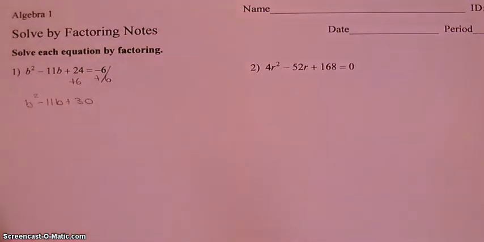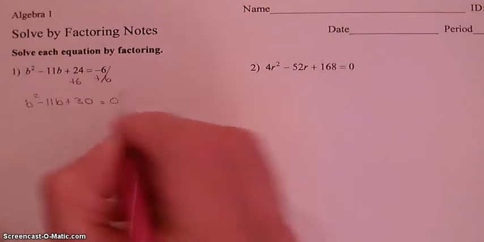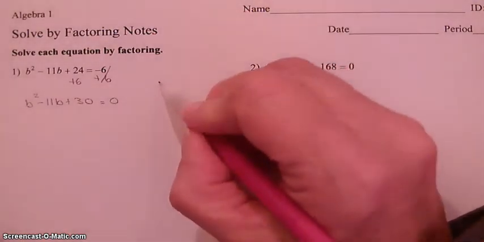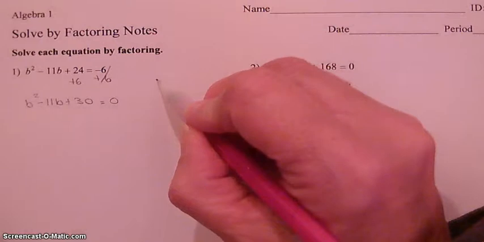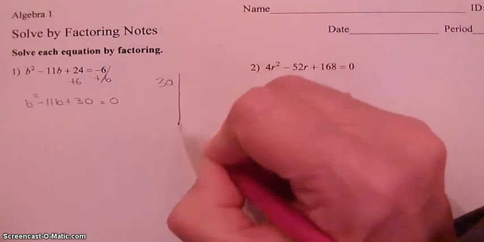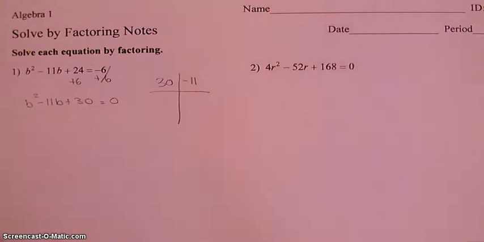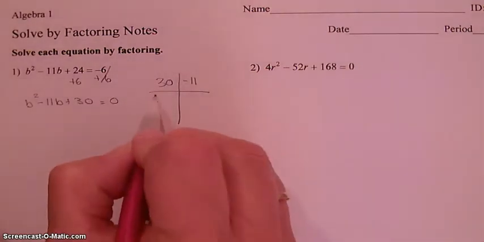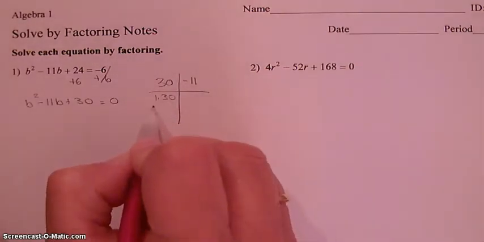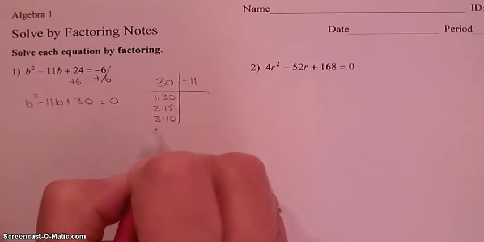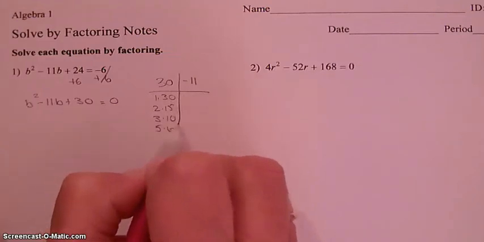Okay? So now we want to factor this to solve, and then it equals 0. So remember, we want to have factors that multiply to give me positive 30, but add to be negative 11. So I think about all my factors that multiply to give me 30. I have 1 and 30, 2 and 15, 3 and 10, and 5 and 6.